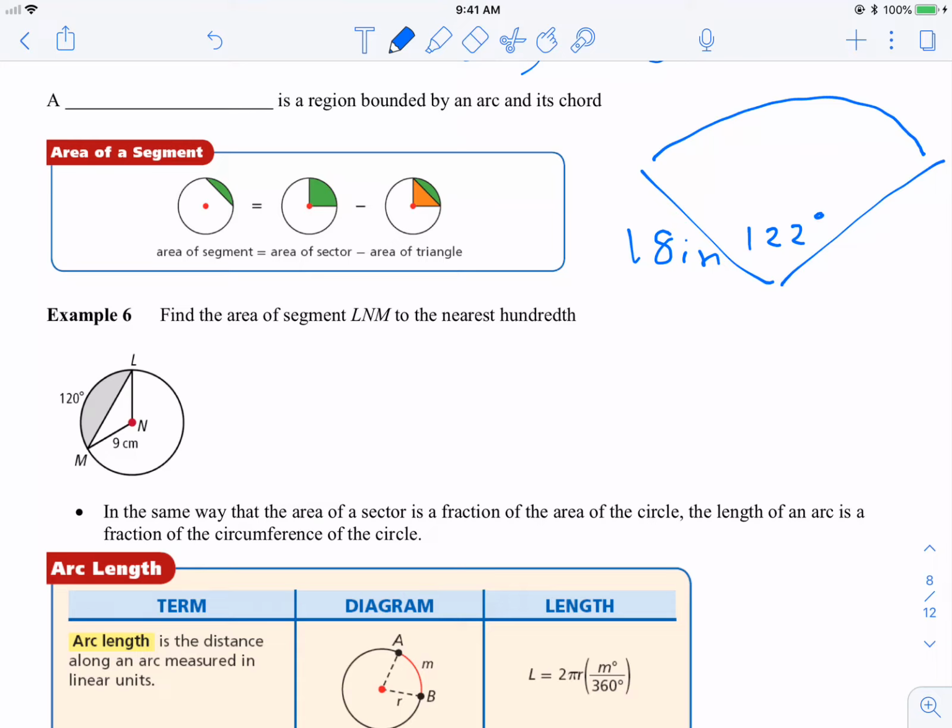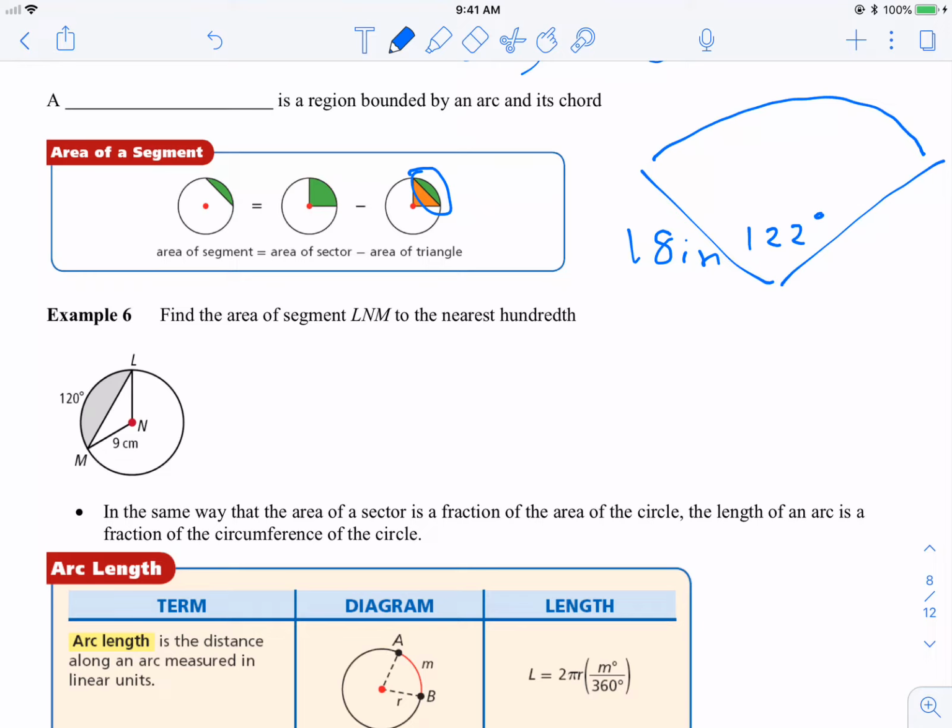For example 6, we need to look at some terminology here. It seems a little counterintuitive. It says a blank is a region bounded by an arc and its chord. That region is called the area of a segment. So this two-dimensional space in here is called the segment of a circle. It's that space between the arc and its chord.